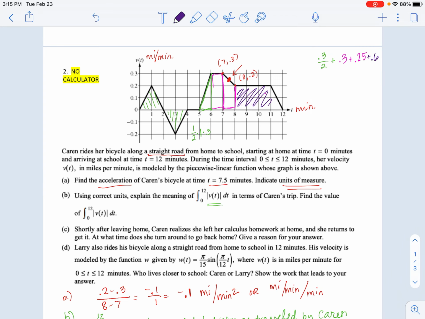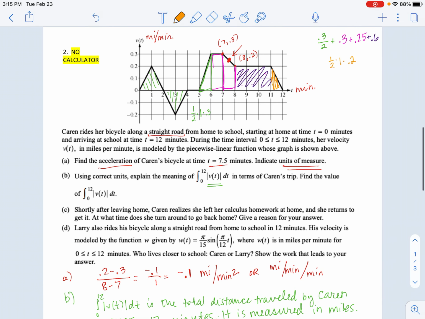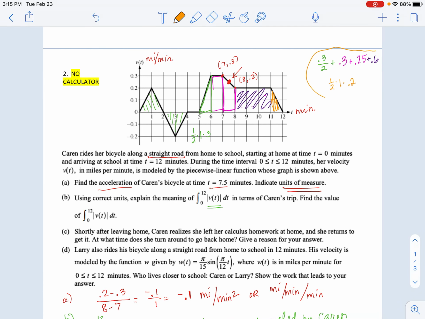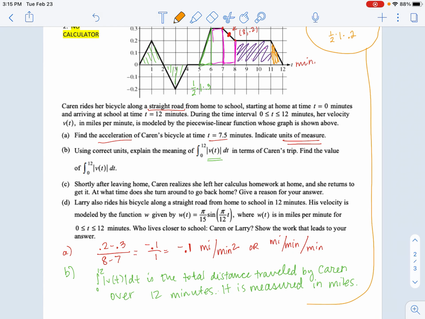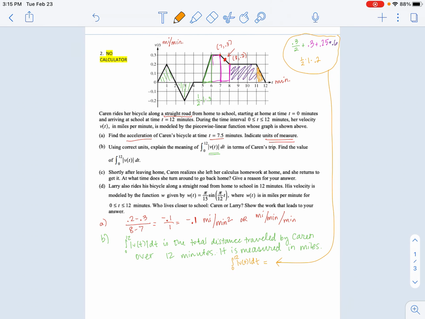And then the last thing in the orange here would be 1/2 base is 1, but height is 0.2. This is hideous. So probably I would just put this exact summation right here without totaling it. I would put that for my answer in part B, and I would just say that the integral from 0 to 12 under this guy equals that expression. Again, you do not have to simplify it on the AP test. So that's one saving grace.